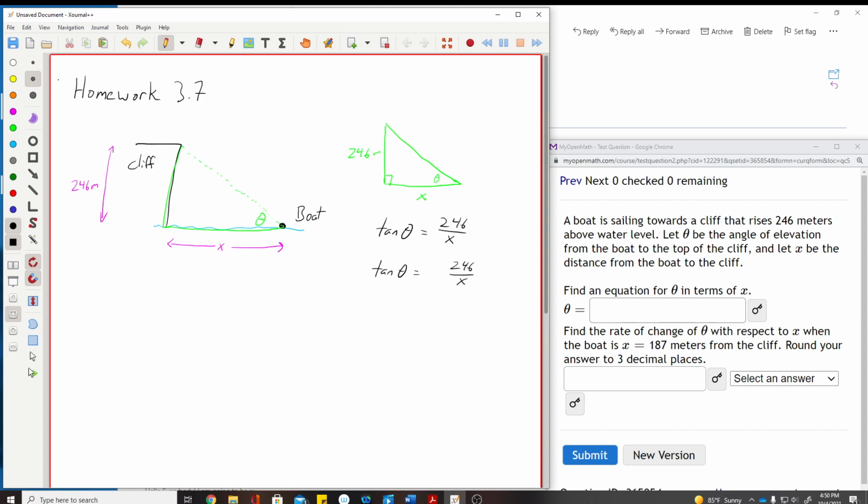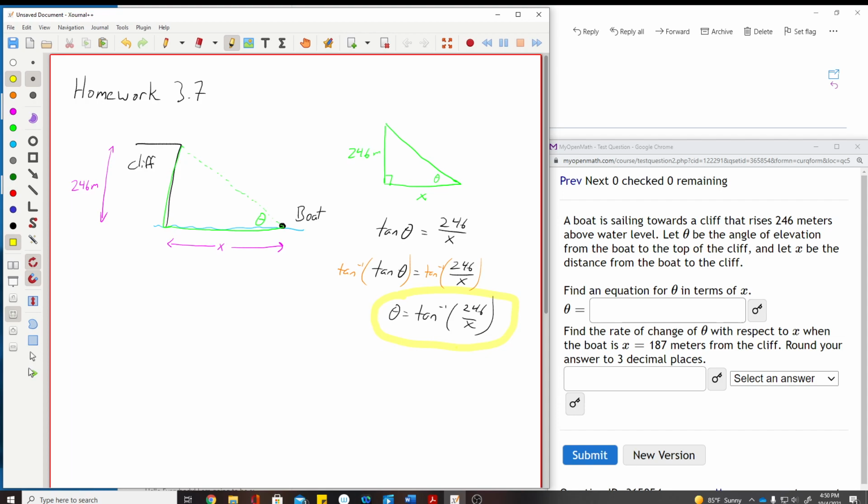So if I take the inverse tangent of both sides, the inverse tangent and the tangent function cancel each other out. That's the point of inverses, so we get theta. And on the other side, we get tangent inverse of 246 over x. Okay, so that's the answer to the first part of this question. We've created a function for theta in terms of x.